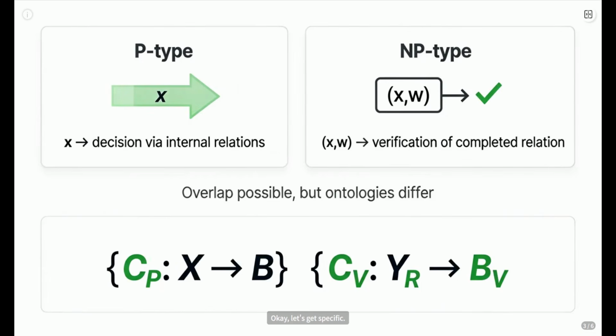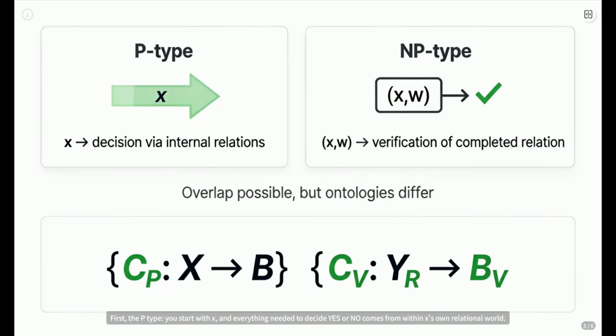Okay, let's get specific. We've got two main ways things close semantically. First, the P-type. You start with x, and everything needed to decide yes or no comes from within x's own relational world. It's self-contained. Then there's the NP-type. You start with the whole shebang, x and w, the completed relation. The verifier just checks if this pre-assembled thing works. See the difference? One builds internally, one verifies externally.